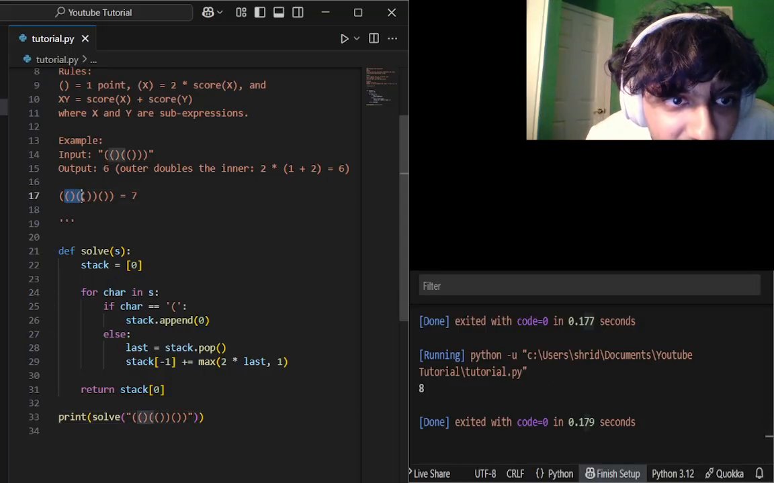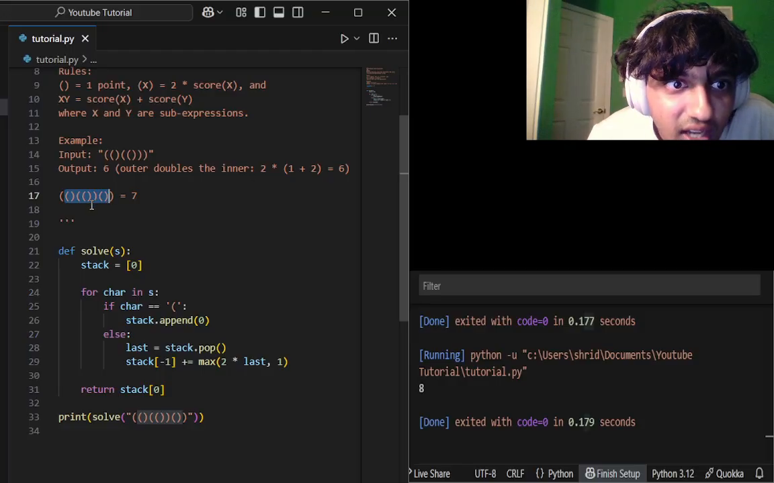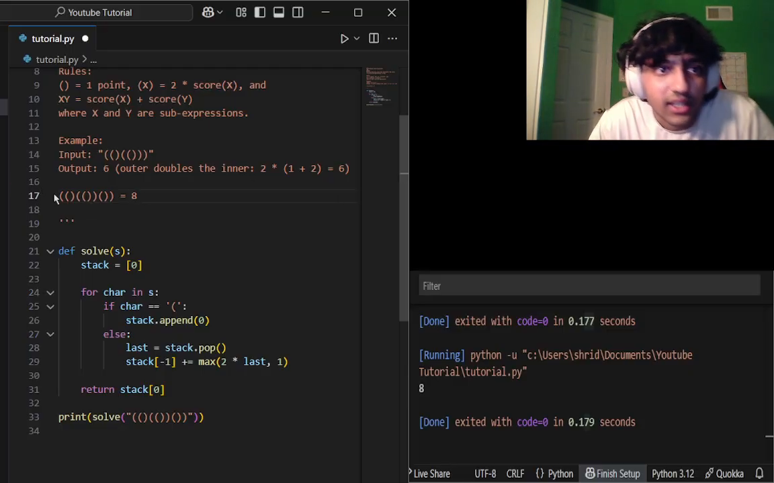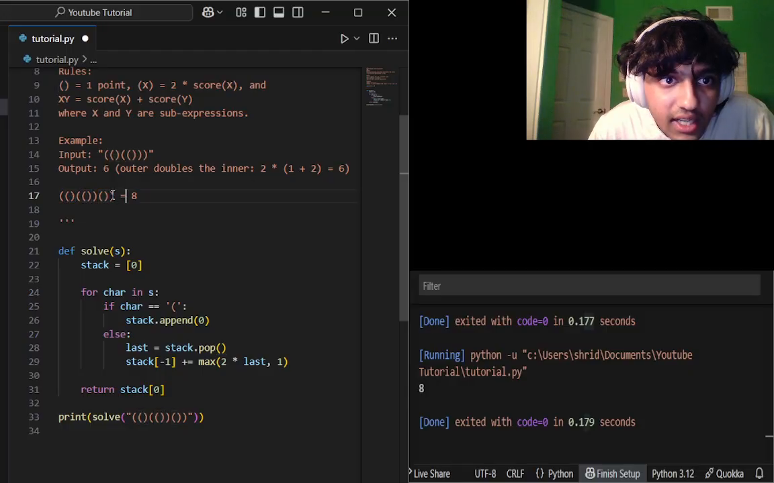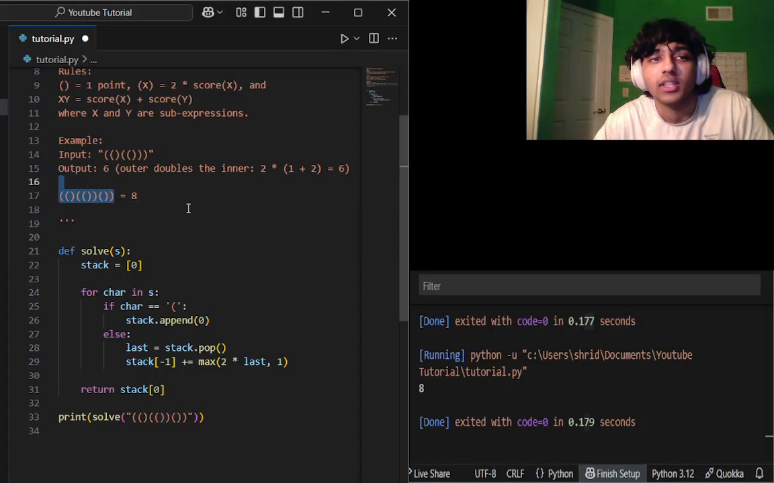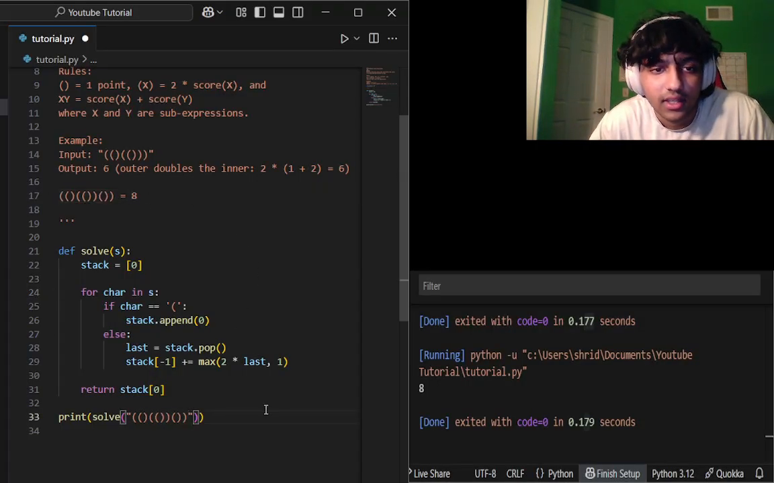This one, I think I might have messed up actually when I was talking about this one. This one would be, no, I think I just didn't mention it. This entire thing would be doubled, and this would be 1 plus 2 plus 1. So this entire thing inside would be 4. The entire parentheses around would make it 8. So that's how this kind of code would work.